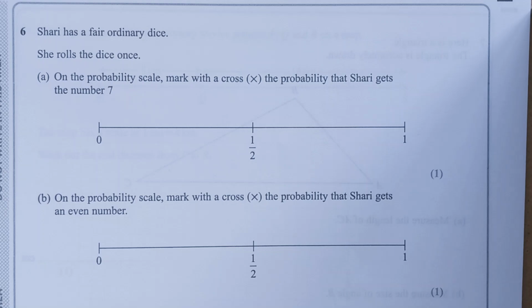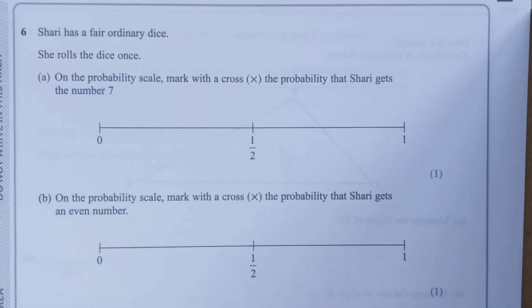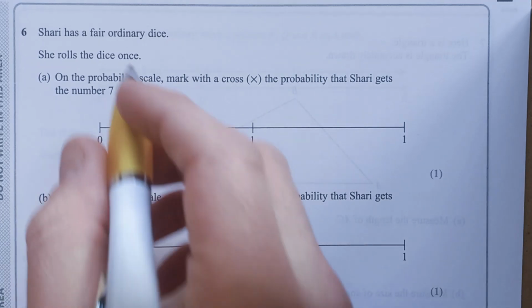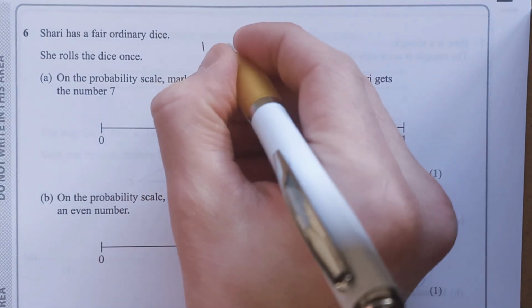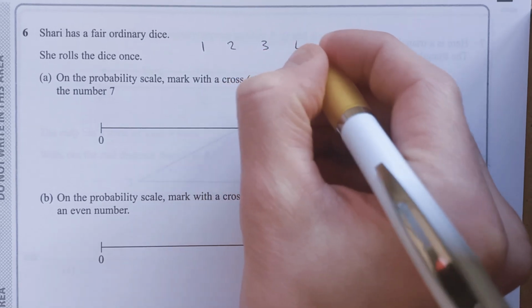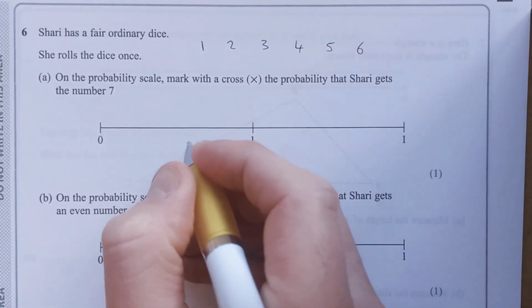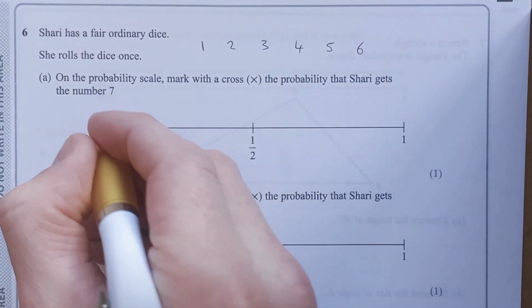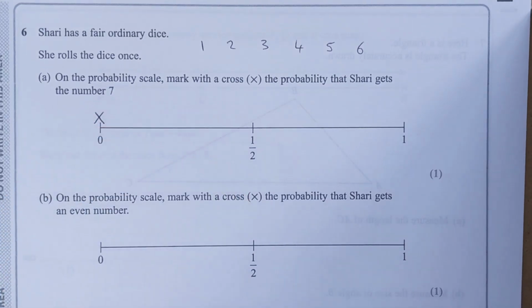Question 6. Shari has a fair ordinary dice. She rolls the dice once. On the probability scale, mark with a cross the probability that Shari gets the number 7. Well, an ordinary dice, you have 1, 2, 3, 4, 5 and 6. So the probability of getting a 7 is 0 because there isn't a 7.